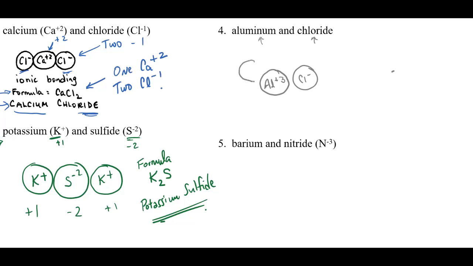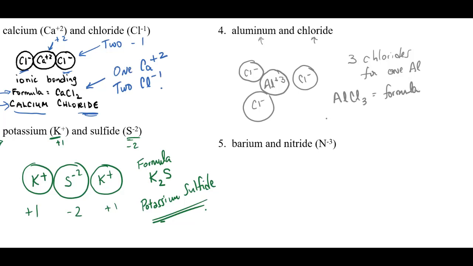To fix it, add another chlorine, or chloride I should say, and another chloride. 3 chlorides for 1 aluminum. And you write that as a formula, AlCl3. That's the formula. The name is aluminum chloride. Just say the positive first. It's always the metal. Say the negative last. It ends with IDE. There we go.